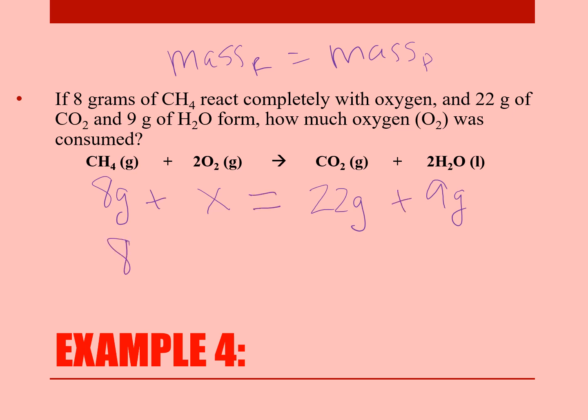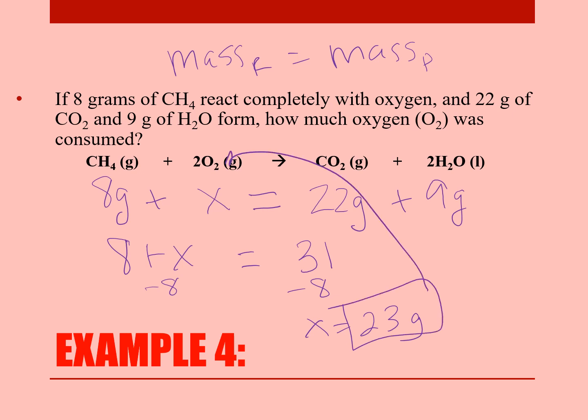So if I solve it, 8 plus x is equal to 22 plus 9, which is 31. Solve for x, which means I'm going to subtract 8 from both sides. So x equals 23 grams. So I know that oxygen would be contributing 23 grams to make this balanced out.